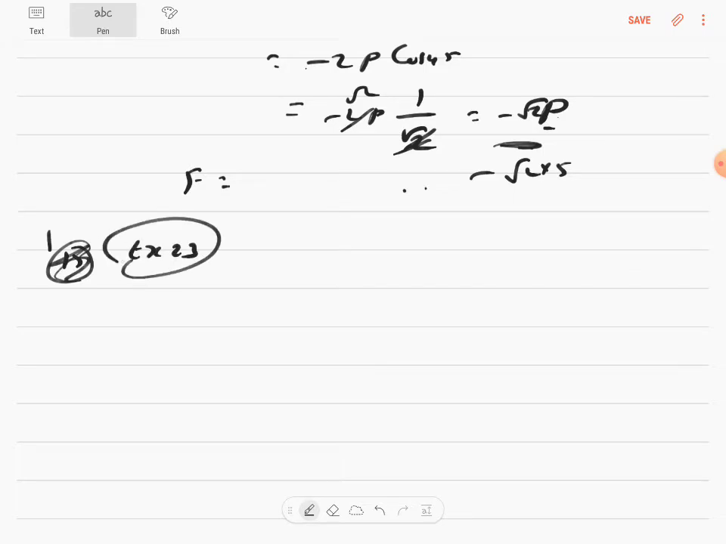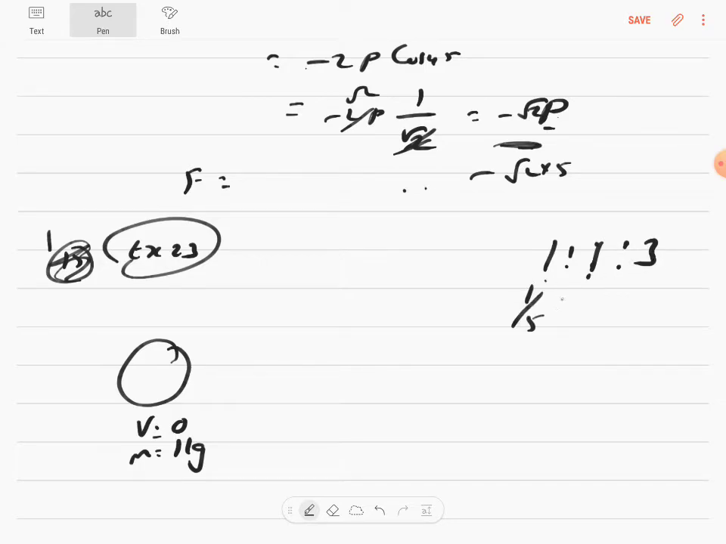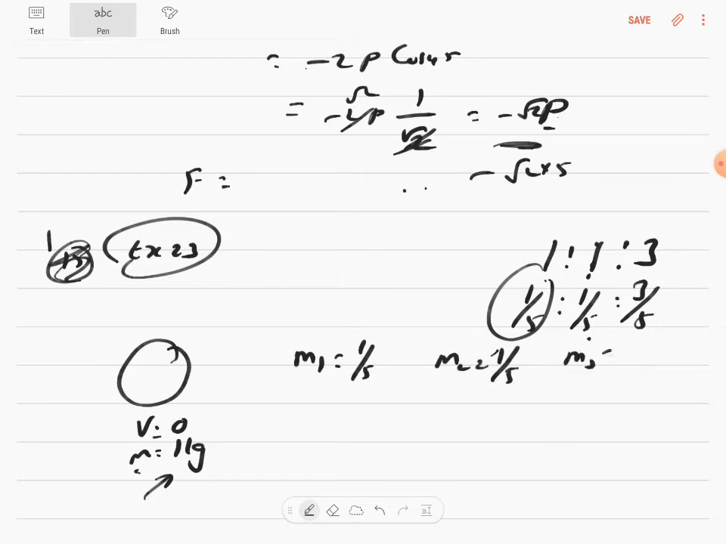Example 23, where a body of mass 1 kg is initially at rest. So the bomb is at rest, which means the velocity is 0 and the mass is 1 kg. It's going to explode and break into 3 pieces in the ratio 1:1:3. What that means is 1 plus 1 plus 3 is 5. This mass is 1/5, this mass is 1/5, and this mass is 3/5. Suppose the total mass is 1, it's 1/5 of 1, this is 1/5 of 1, this is 3/5 of 1. That's what the individual masses are. Therefore, since the total mass itself is 1, the mass of the first body is 1/5, the mass of the second body is also 1/5, and the mass of the third body is 3/5, because it's 3/5 of the total mass.